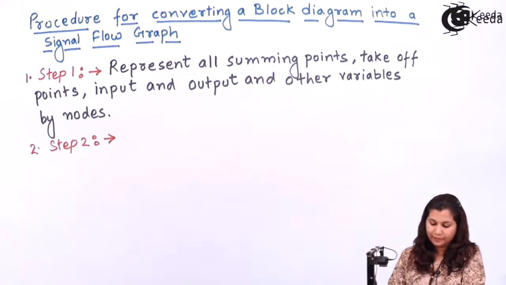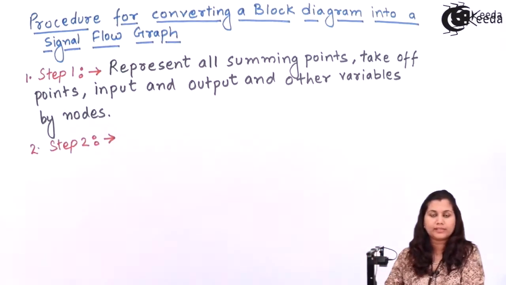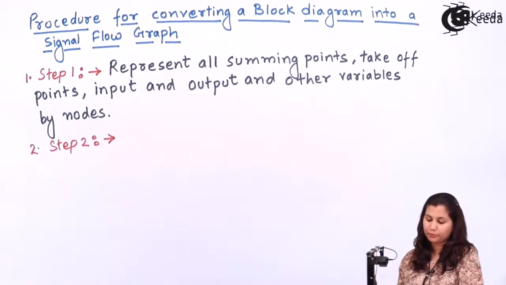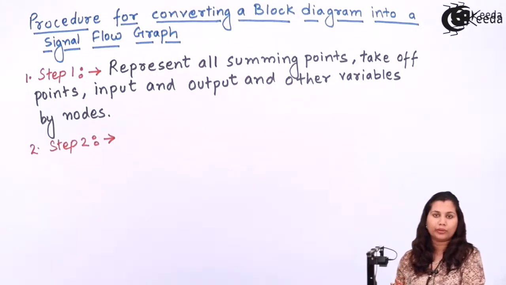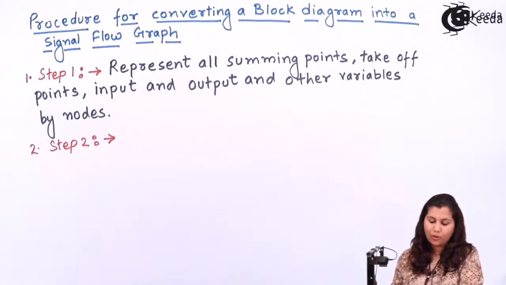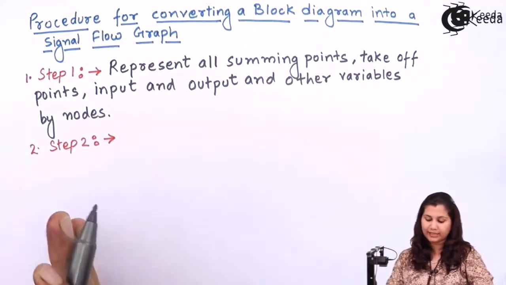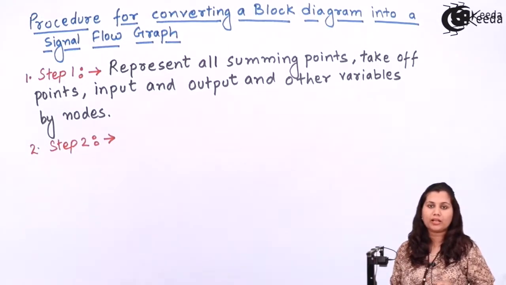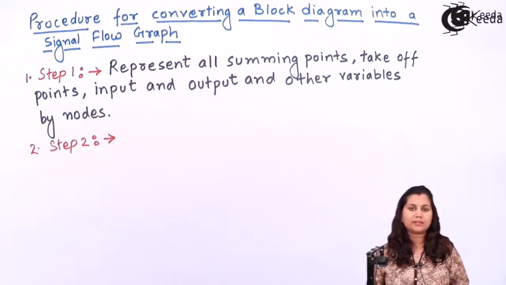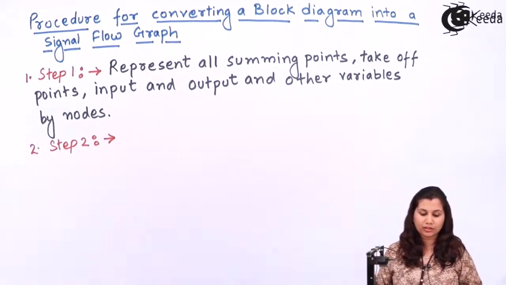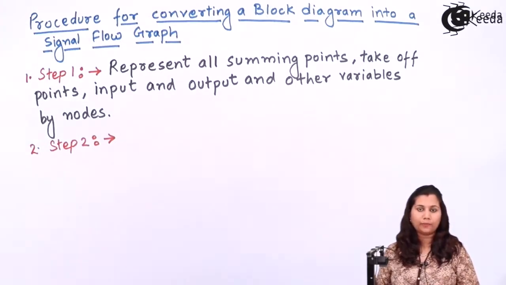In the second step, you have represented all the summing points, takeoff points, input, output and all the other variables present in the system by nodes. Now draw an arrow and write the gain or transmittance, because you are connecting these nodes with branches. Each branch will have an arrow, and on that arrow write the gain or the transfer function. This arrow will show the flow of signals through the system.